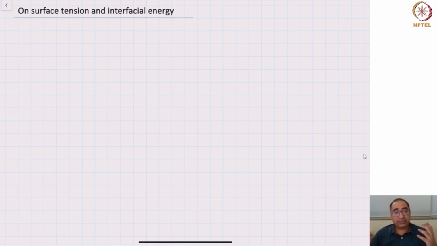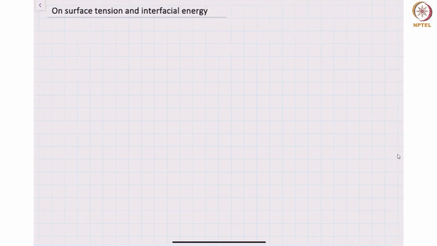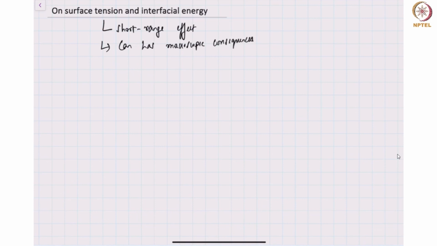One of the things that we know about surface tension is that it's a short range force, right? And even though it's a short range force, it actually has long range effects. Okay, so let me just write that down. It's a short range effect that can have macroscopic consequences, and I can give you a bunch of examples.